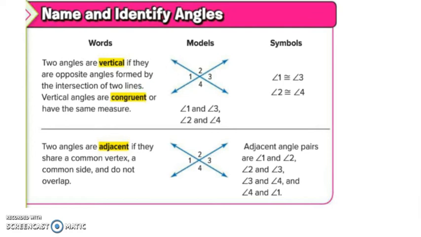Vertical angles are congruent. Congruent means equal. They have the same measure. And here's a reminder, here is the symbol for congruent.